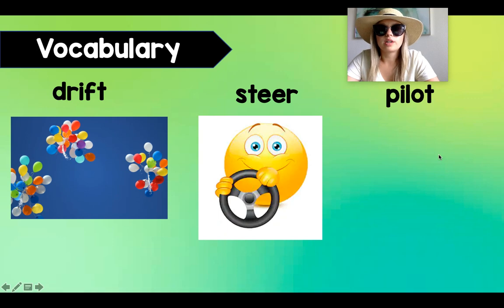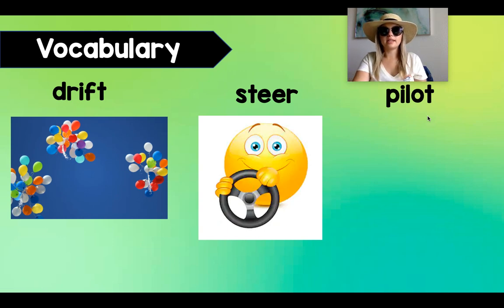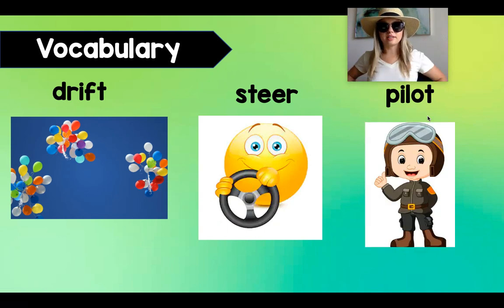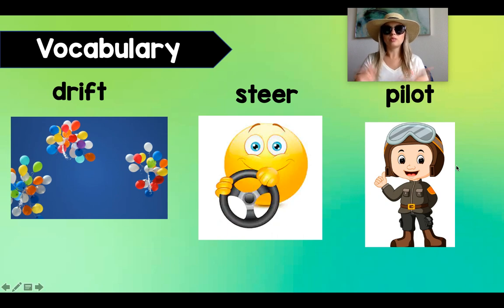And the last word we're going to hear in this story that might be new to you is pilot. And this is actually a person. A pilot is a person who flies. Usually the pilot is the one steering. So if you've ever been on an airplane before, you have a pilot, which is the person that's at the very front of the plane that controls and steers the plane, and he flies it. So a pilot is somebody who flies something and steers it.